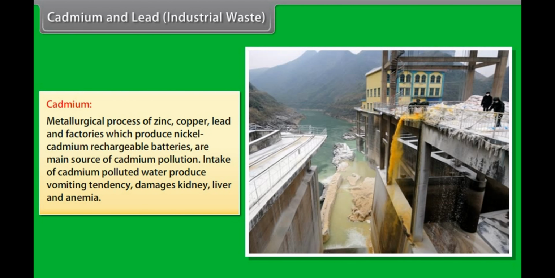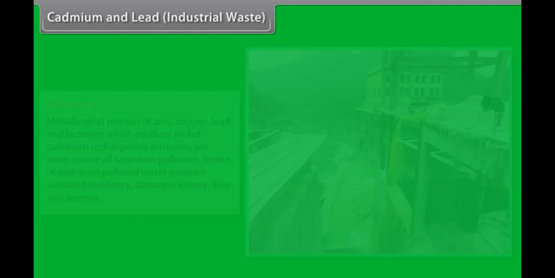Cadmium and lead. Industrial waste. Cadmium. Metallurgical process of zinc, copper, lead and factories which produce nickel-cadmium rechargeable batteries are main source of cadmium pollution. Intake of cadmium polluted water produces vomiting tendency, damages kidney, liver and causes anemia.